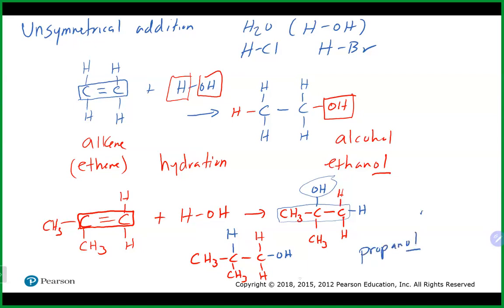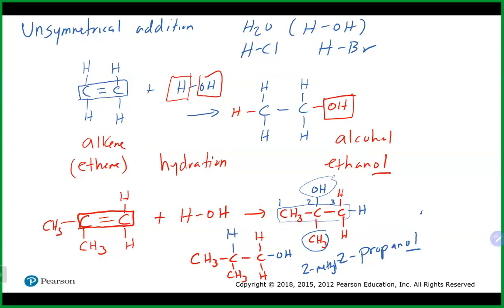OL. OH group gets the priority in terms of numbering for the smallest number. So we would probably number this way, and this would be known as 2-propanol. And there also is a methyl group here, which would be 2-methyl 2-propanol. So obviously we'll go over naming all this, but that would be 2-methyl 2-propanol.